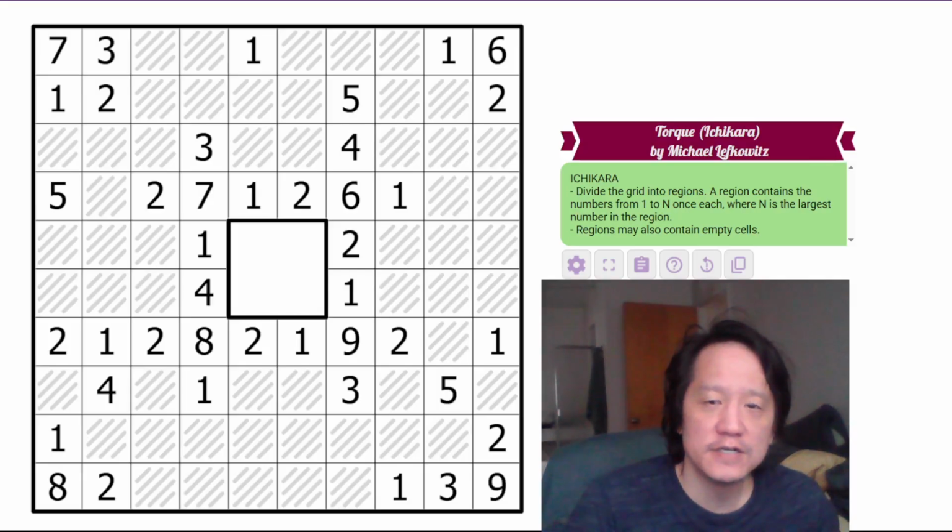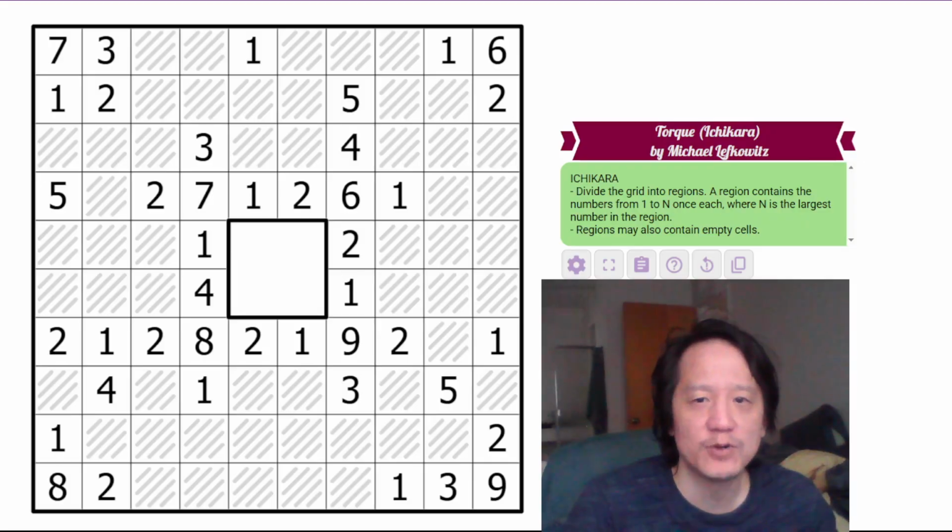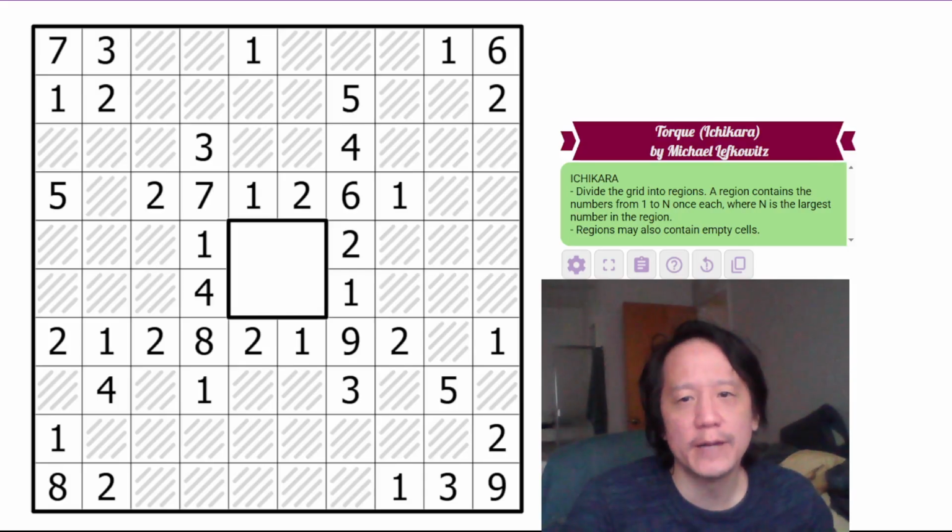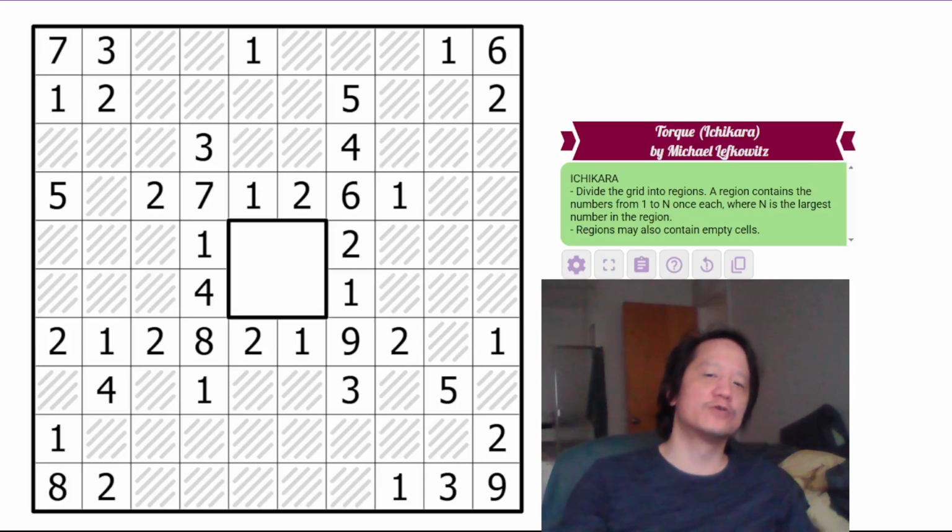And this is today's easy Ichikara puzzle. And take that easiness with a grain of salt because it's considered easy by the people on the Logic Masters Germany forum, and there's a lot of really smart people there. Today's puzzle is called Torque by Michael Lefkowitz, and here are the rules.